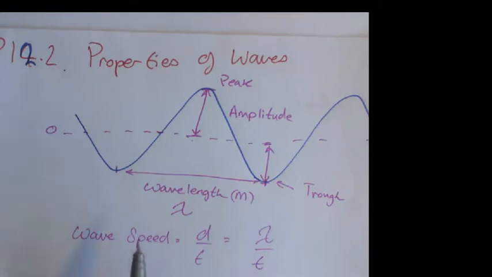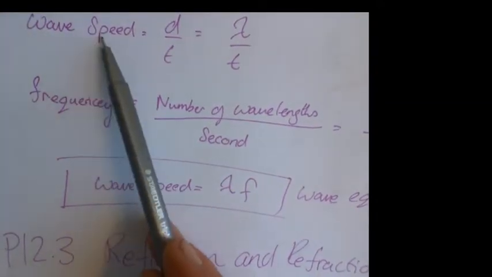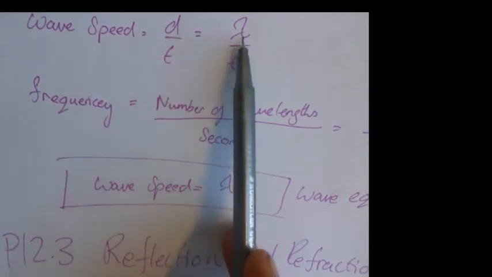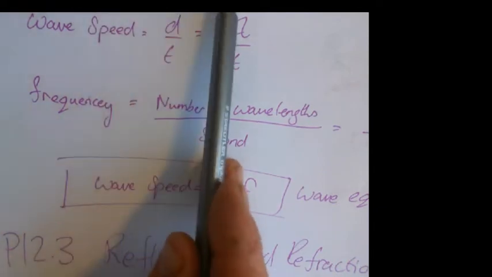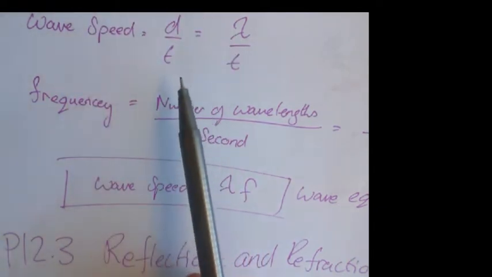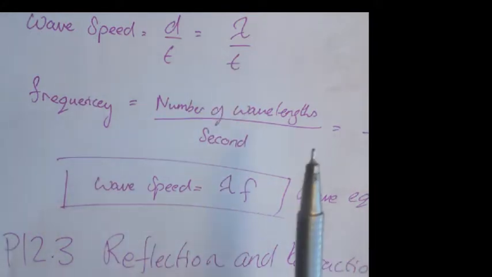And if you remember from your speed equals distance divided by time equation, we can turn that into wave speed equals distance divided by time, where the distance is one wavelength. So how long does it take to do one wavelength? That will give you the speed. So you need to know how long it took for that one wavelength to pass.